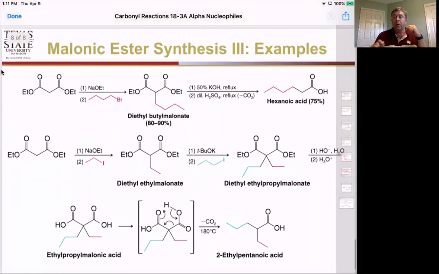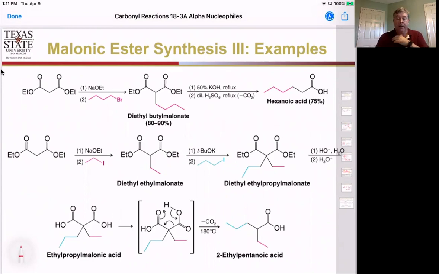Okay, so what's really interesting about that, besides just adding the 2 carbons there, is that if you control the reaction correctly, you can get a monosubstituted reaction and a disubstituted reaction. So you can get a very complex carboxylic acid if you need one.